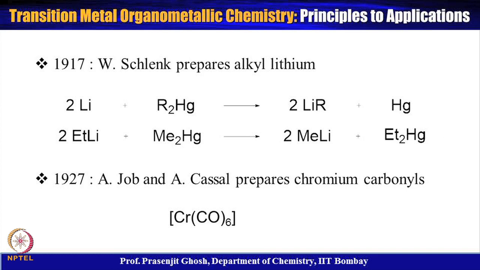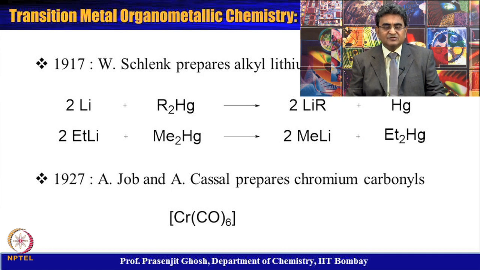In 1917, W. Schlenk prepared alkyl lithium. The reaction used was a transmetallation reaction using mercury alkyls. So, lithium with dialkyl mercury gives lithium alkyl and mercury, and ethyl lithium with dimethyl mercury gives methyl lithium and diethyl mercury. This is a ligand exchange reaction.